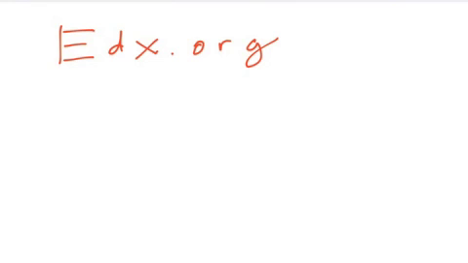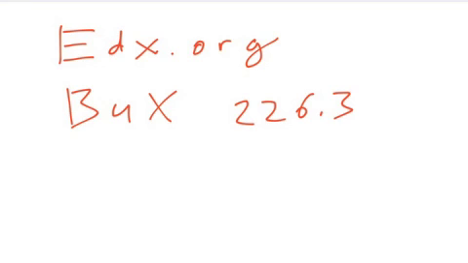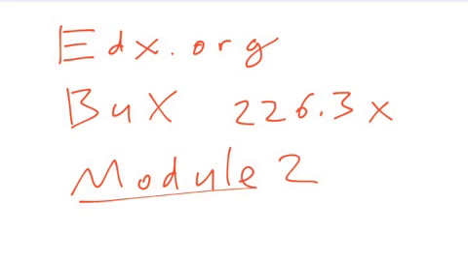If you want a more thorough explanation of finding equilibrium points and Jacobian matrices, have a look at edx.org. There's a differential equations course there. It's from Boston University, so do a search for something like BUX 226.3. Maybe there's an X on there. It's module 2. It's all about equilibrium points. So if you want more detail, have a look over there.